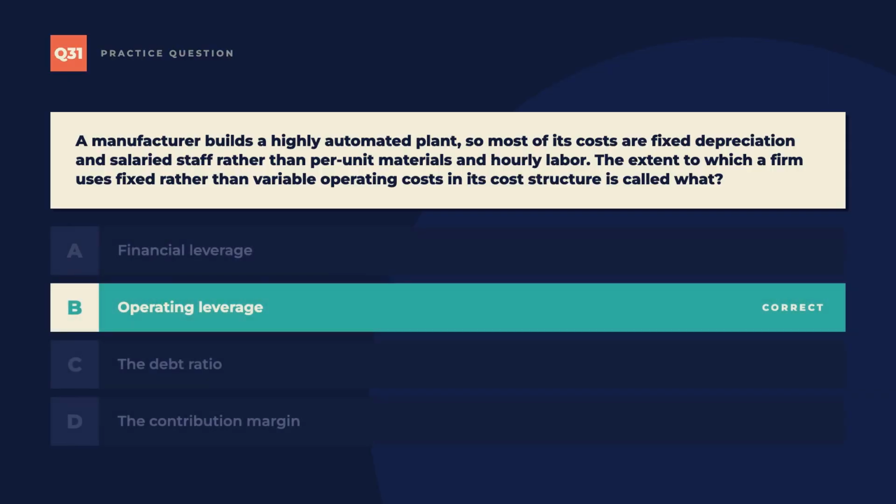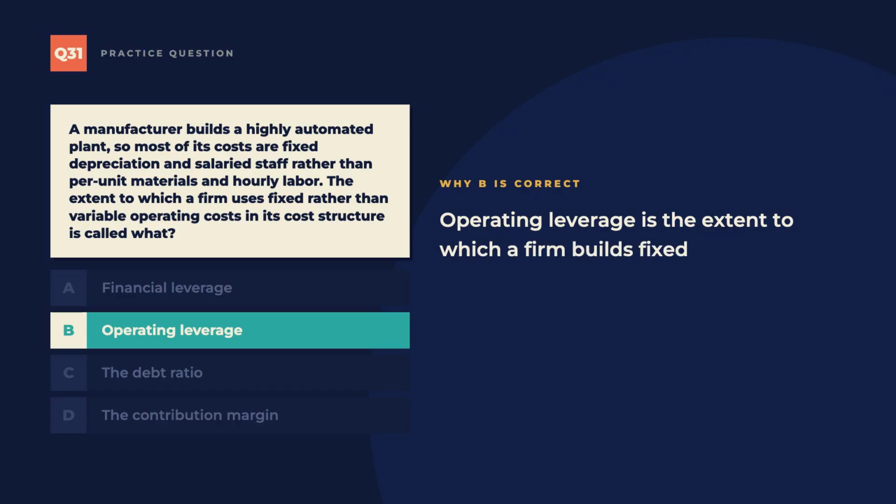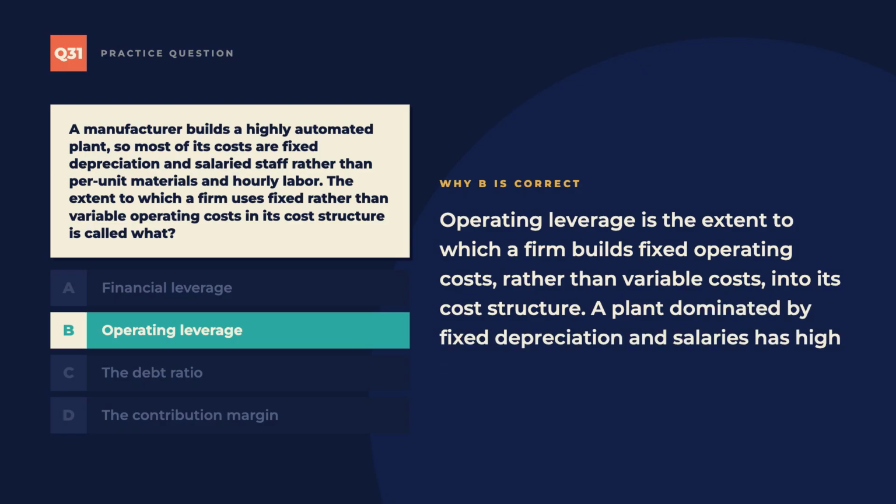The correct answer is B. Operating leverage. B is correct because operating leverage is the extent to which a firm builds fixed operating costs rather than variable costs into its cost structure. A plant dominated by fixed depreciation and salaries has high operating leverage.